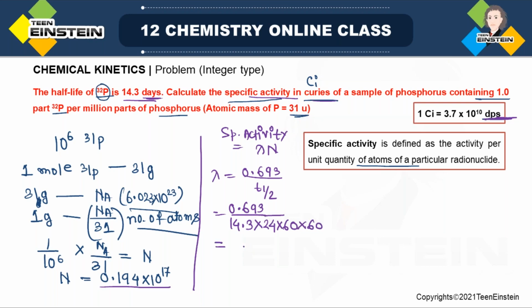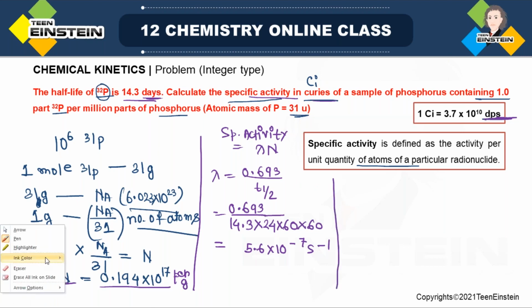Ultimately the value of lambda is 5.6 per second. So the unit will be per second here. And here the unit for capital N, this is actually the number which is present per gram. So we can write the unit as per gram. So now we know also what is the value of lambda.